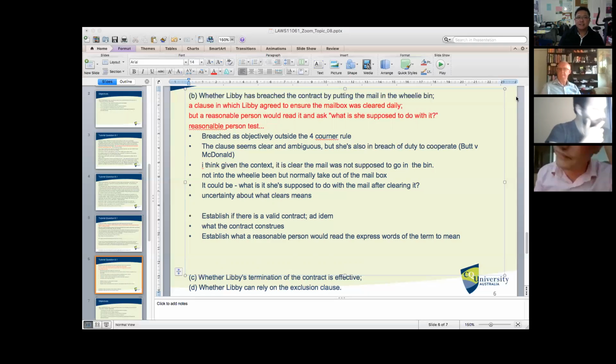On what basis would Libby be liable for a breach of the contract? What is the basis of Libby's liability in that case? So we agree that you need to apply rules of contract construction. But what is the basis for Libby's liability in this case?